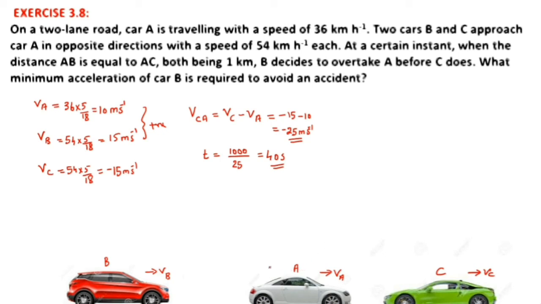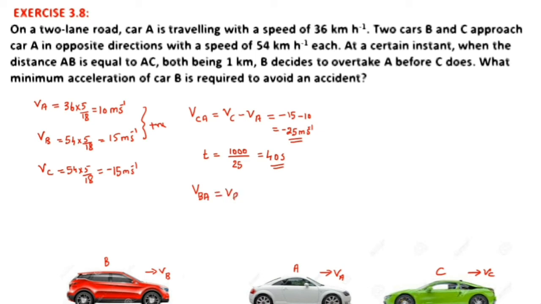So before that, B must overtake. Otherwise it may cause an accident. In order to avoid the accident, B must overtake car A in a time less than 40 seconds. The 40 seconds is required for car C to cross A. So B requires less than 40 seconds, otherwise they may collide. So what is the relative velocity of car B with respect to A?